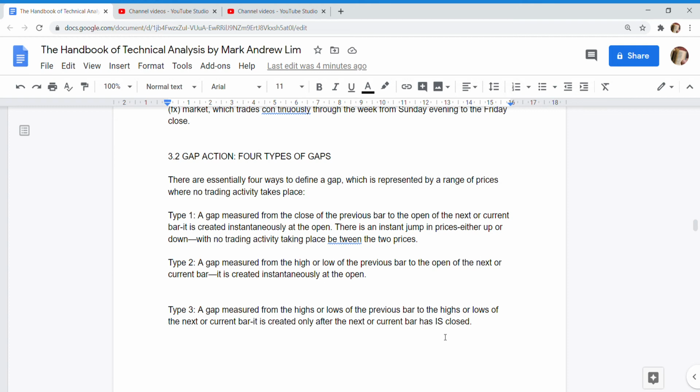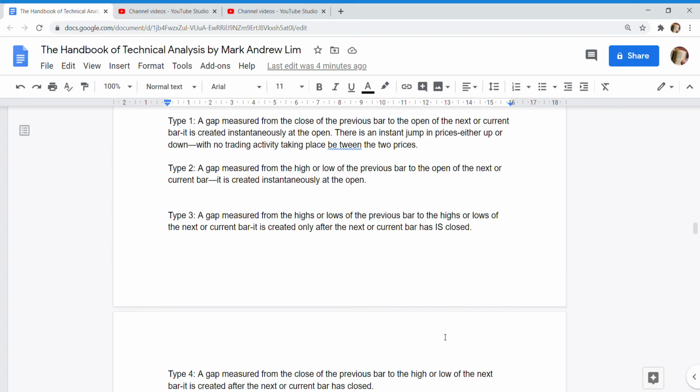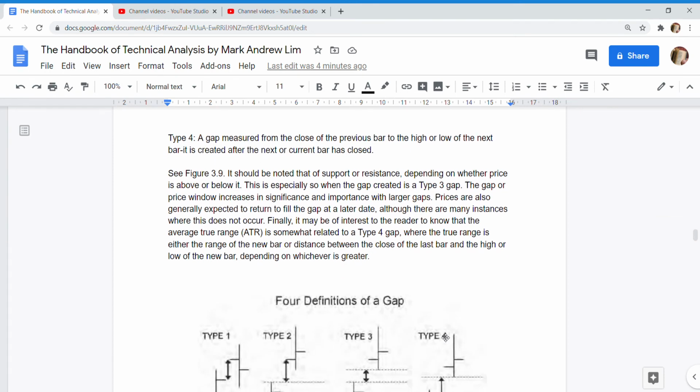Type 3, a gap measured from the highs or lows of the previous bar to the highs or lows of the next or current bar. It is created only after the next or current bar has closed. Type 4, a gap measured from the close of the previous bar to the high or low of the next bar. It is created after the next or current bar has closed. See figure 3.9. It should be noted that gaps can act as areas of support or resistance, depending on whether price is above or below it. This is especially so when the gap created is a type 3 gap.